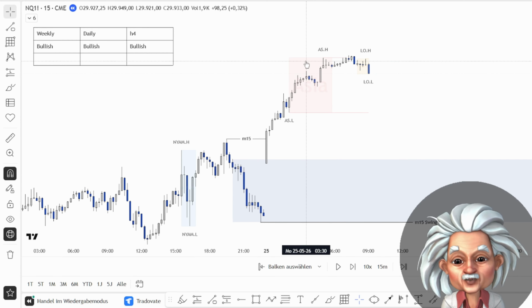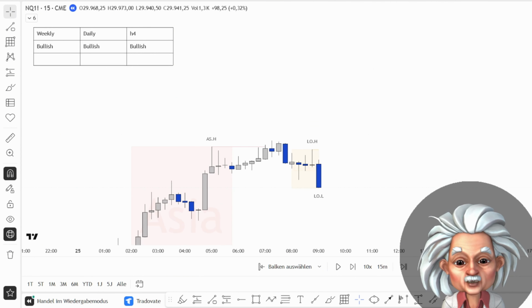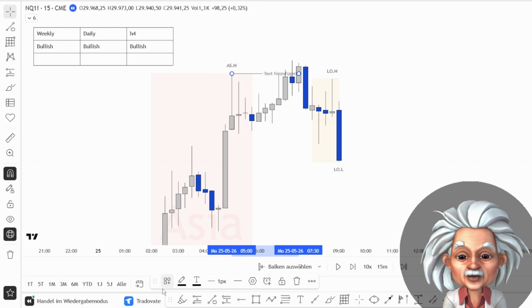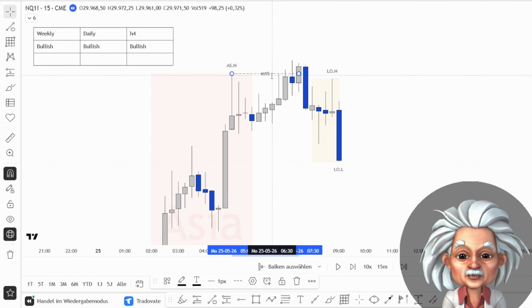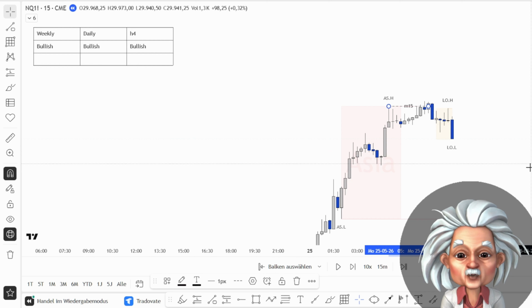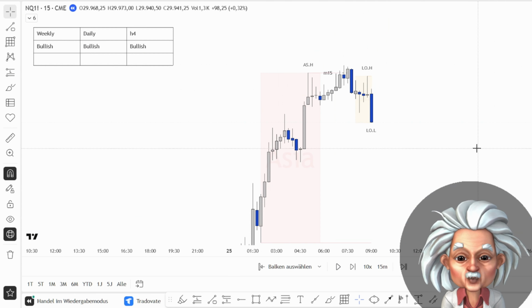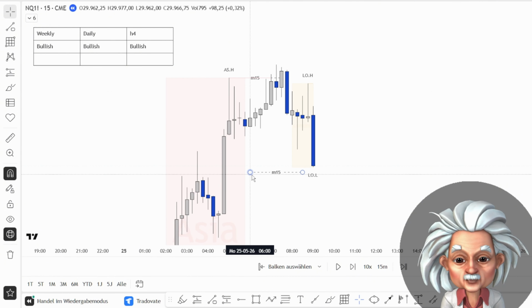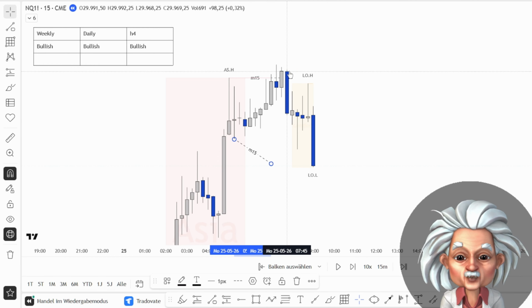You can draw in here the last break of structure in the M15, but don't confuse it: this is not swing structure, this is an IBOS, an internal structure. Remember, swing structure is further down there. This is very important to understand. Then the M15 at the beginning of London: this is the low which broke the structure to the upside. So this low got broken.